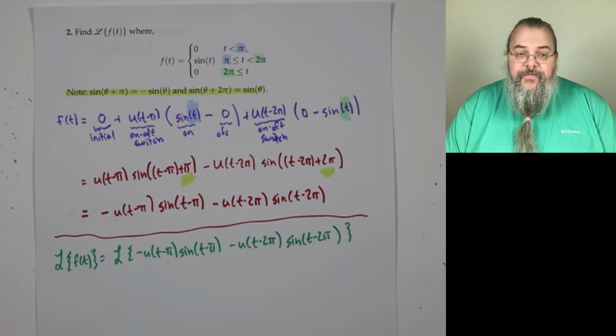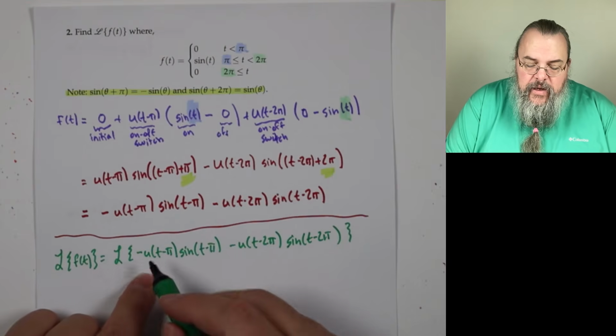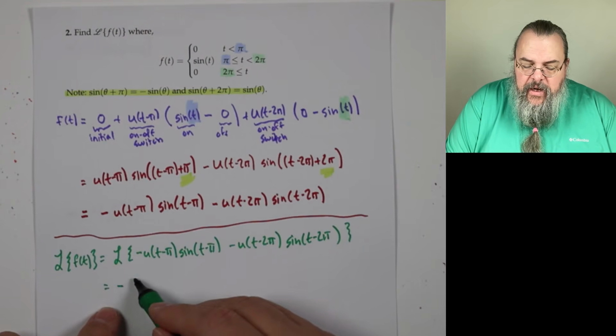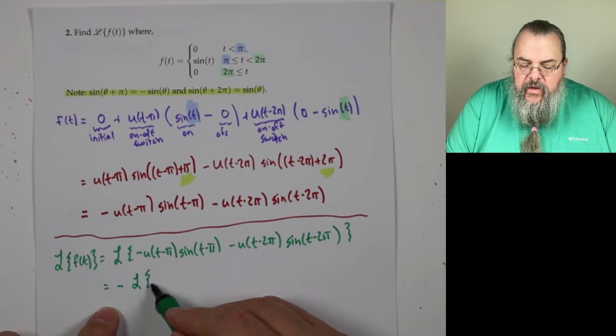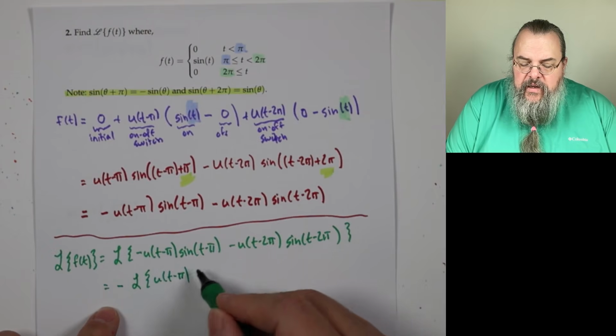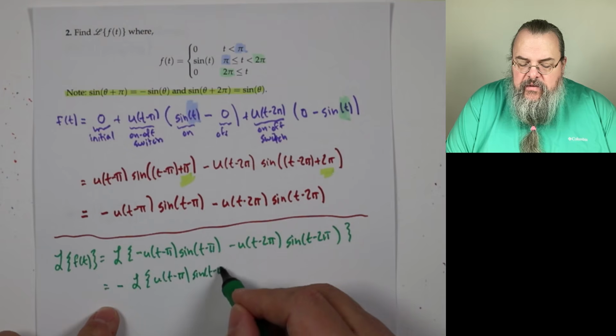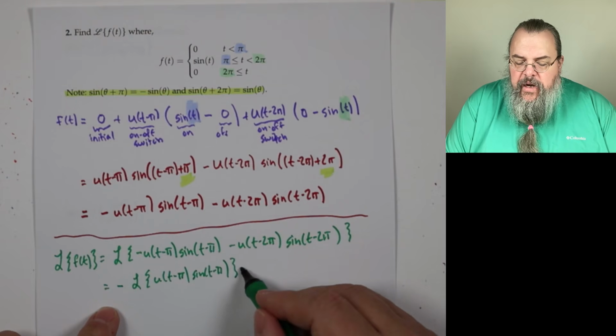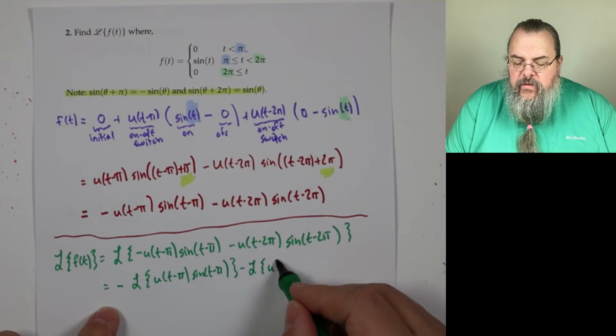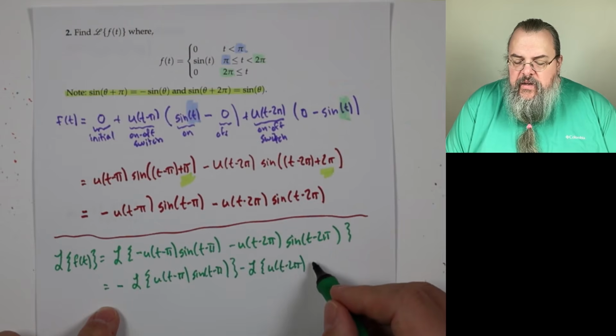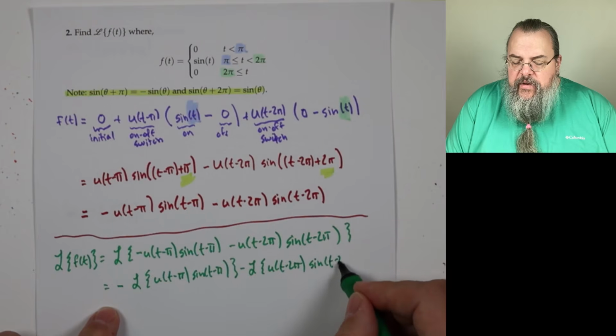Okay, there we go. And we can again do piecewise. So we can pull out the minus: the Laplace of u of t minus pi, sine of t minus pi, minus the Laplace of u of t minus 2 pi, sine of t minus 2 pi.